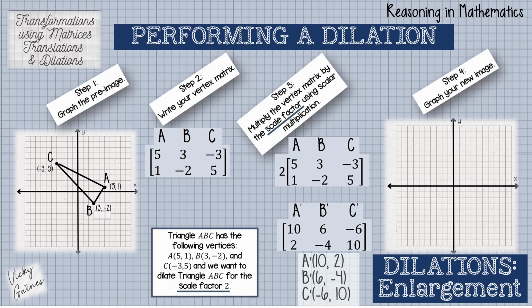Let's graph these. A prime is going to be at 10, 2. B prime is at the point 6, -4, and C prime's at the point -6, 10. There is A prime at the point 10, 2, B prime is at the point 6, negative 4, C prime is at the point negative 6, 10, and there it is after a dilation with scale factor 2.